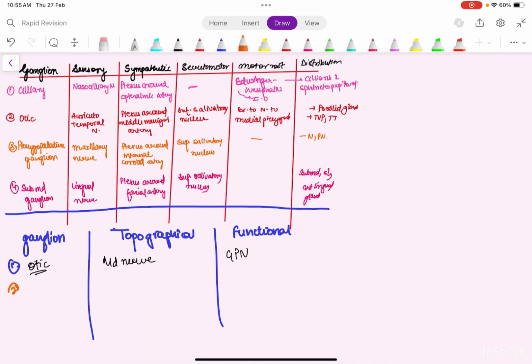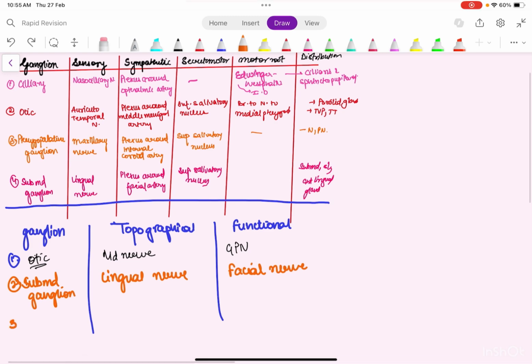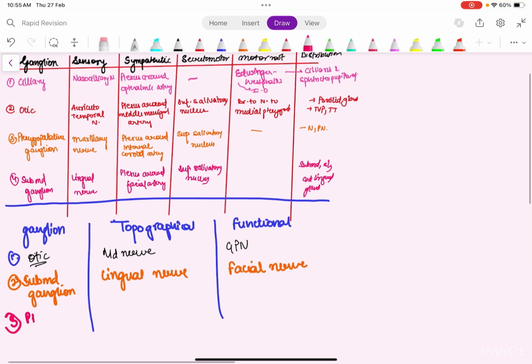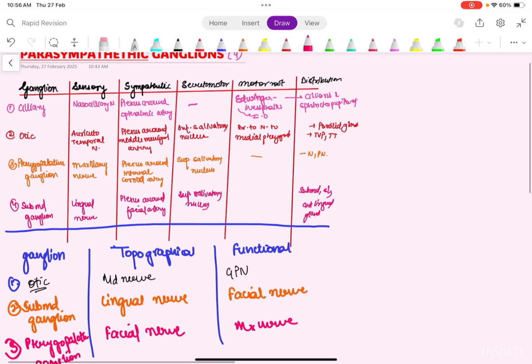Alright, then in second one, you have to remember we have the submandibular ganglion. In submandibular ganglion, you have to remember the lingual nerve and the facial nerve. Alright, then we have the pterygopalatine ganglion. In pterygopalatine ganglion, third, you have to remember facial nerve and the maxillary nerve.